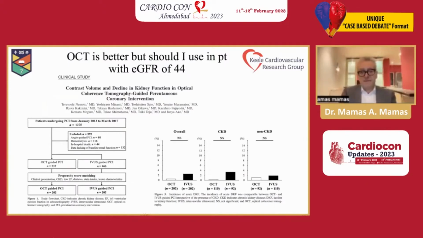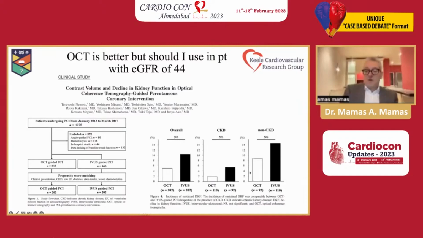And we have data now from Japan. This is a Japanese registry that compared OCT and IVUS-guided PCI, close to 1,300 cases, and they propensity score matched patients on clinical presentation, CKD, diabetes, and lesion characteristics, and looked at in-hospital and longer-term outcomes, both in terms of acute kidney injury and longer-term kidney injury. And you can see that overall, or in the CKD and non-CKD population, there was no significant difference in either acute kidney injury, so this is the OCT, this is the IVUS, or in the longer-term kidney injury. And in someone with only mild renal dysfunction, I think that the risk would be very low.